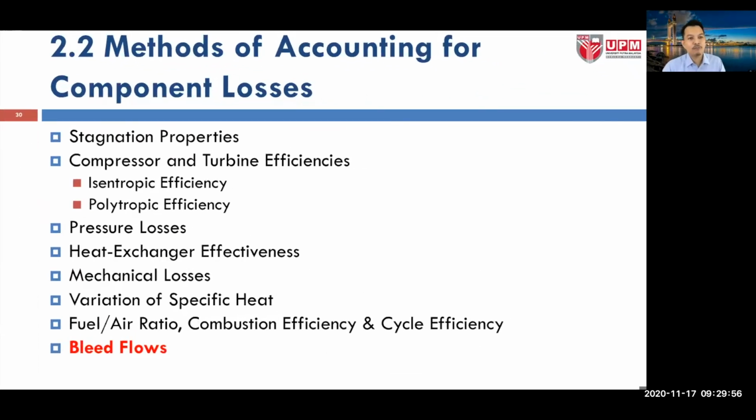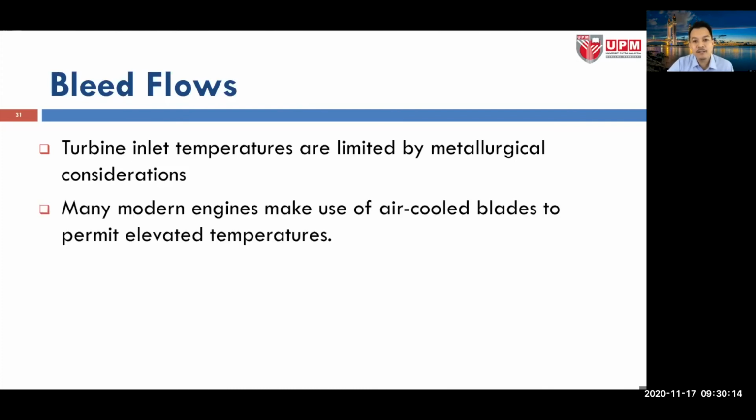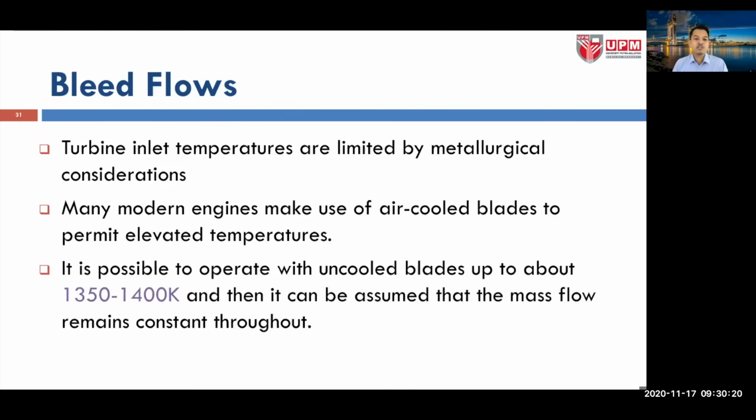And the final subtopic for the methods of accounting for component losses is on the bleed flows. In terms of the bleed flows, the turbine inlet temperatures are limited by metallurgical considerations. Many modern engines make use of air-cooled blades to permit elevated temperatures, and it is possible to operate with uncooled blades up to 1350 Kelvin to 1400. Then it can be assumed that the mass flow remains constant throughout. So if you want to use a higher temperature, you need to have cooled blades.